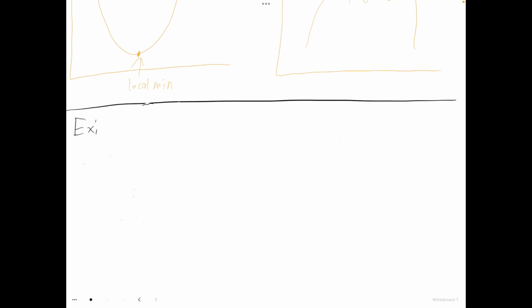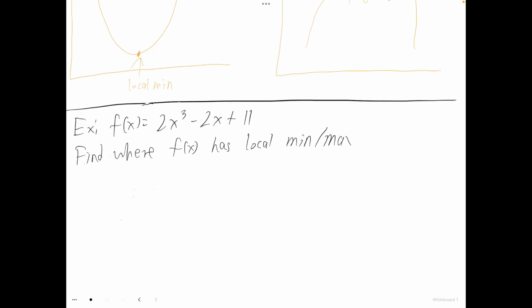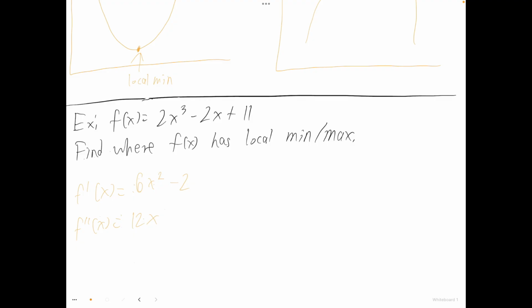So we're going to look at the function f of x equals 2x cubed minus 2x plus 11. And we want to find where f of x has local min/max values. And so what we're going to do is use the second derivative test to do this. So we need to take both the first derivative and the second derivative. The first derivative is going to be 6x squared minus 2, and the second derivative is going to give us 12x.